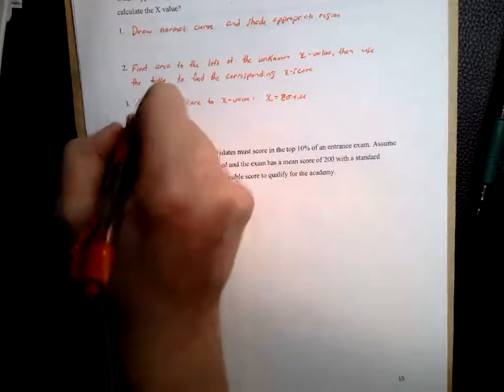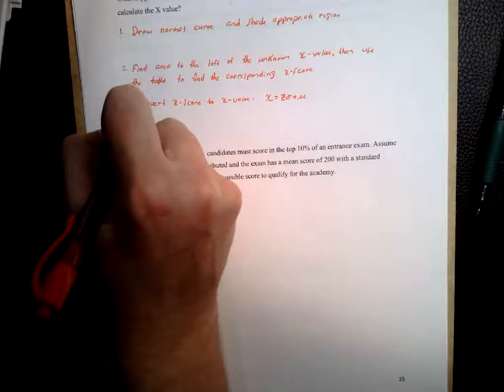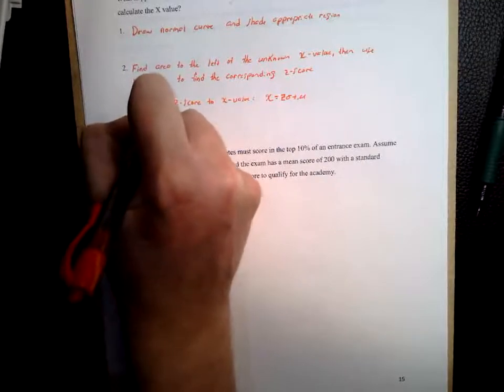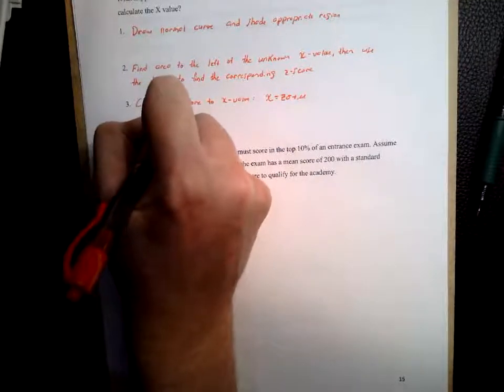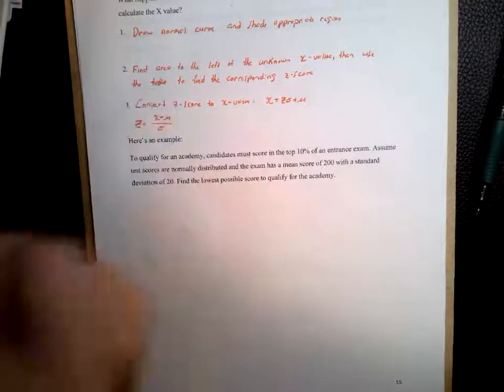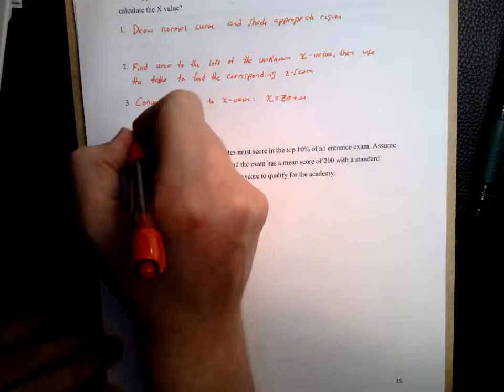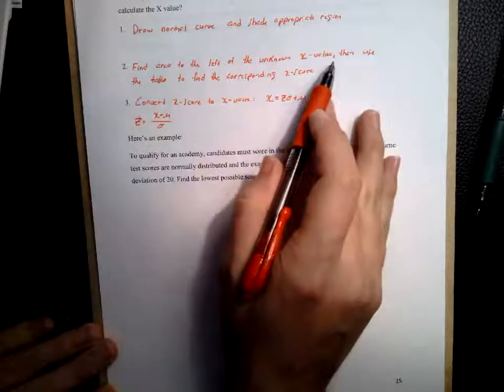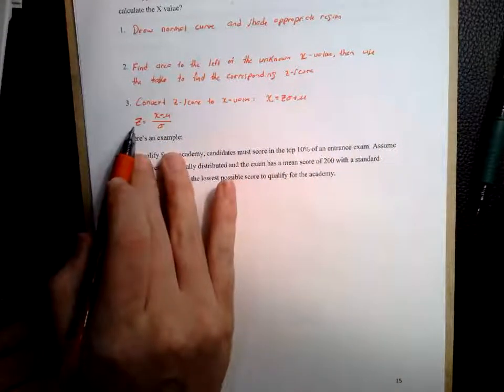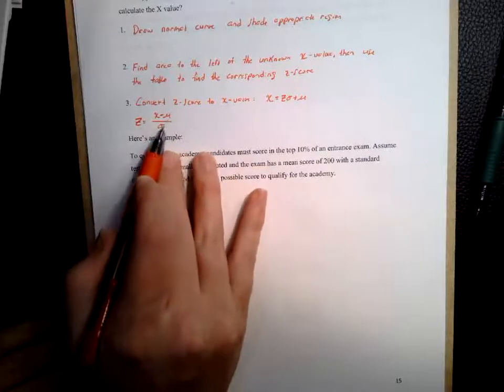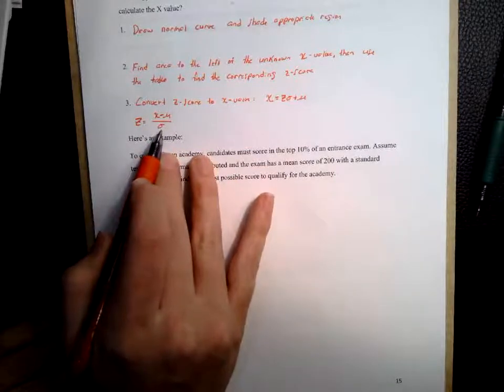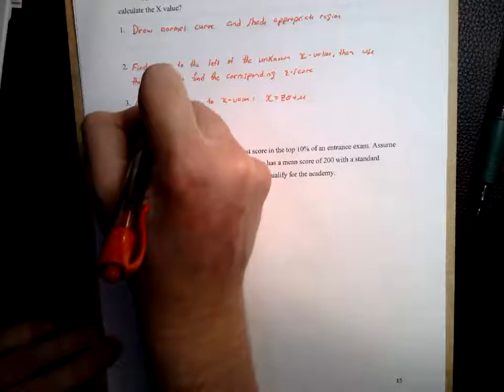So let's look at the formula for a z-score. So z is equal to the unknown data value minus the mean divided by its corresponding standard deviation. So I know the z-score because I know the probability to the left. Then I can find the z-score. I know the mean and I know the standard deviation. And all I want to do is figure out what is x.